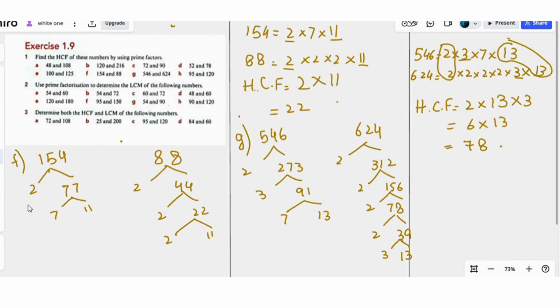Part H, 95 and 120. Again, factor tree method. 5 times 19 is 95 and 19 is a prime number, so we cannot further split it. And then 120.